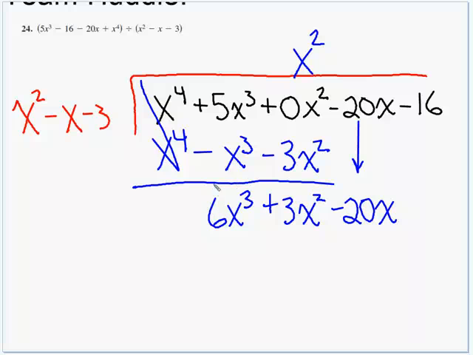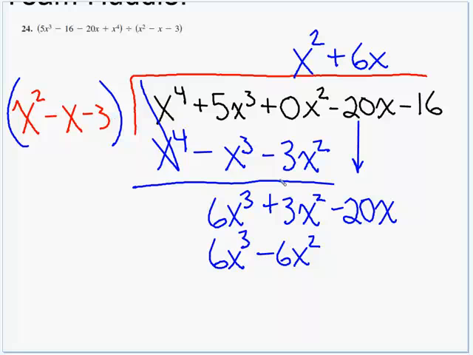So this 6x cubed, we want to multiply something up here to get something times x squared is 6x cubed, or think division. 6x cubed divided by this, well, the powers would subtract, and that's going to be a 6x. So plus 6x. We sort of distribute a 6x across this. 6x and x squared is 6x cubed. 6x times the minus x is minus 6x squared. 6x times minus 3 is minus 18x. And then we subtract.